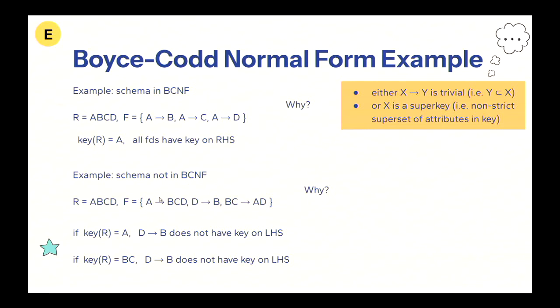So A is not a super key. D is not a super key. BC, of course, is not a super key. So this is why no matter what we choose as the key here, all the functional dependencies can't fulfill the second restriction here.